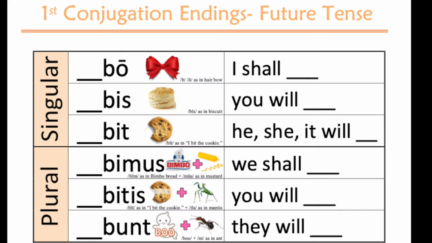Bo, bis, bit, bimus, bitis, bunt. First conjugation, future tense.